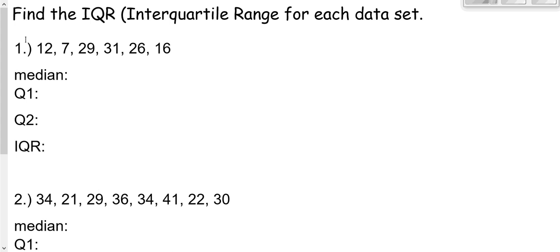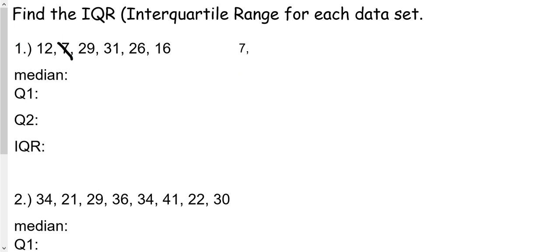So our first data set right here, we have 12, 7, 29, 31, 26, and 16. Okay, so the first order of business every single time, no matter what, is to put them in order from least to greatest. So let's go ahead and do that now. The smallest number I see is 7. And remember, I like to cross off as I go.